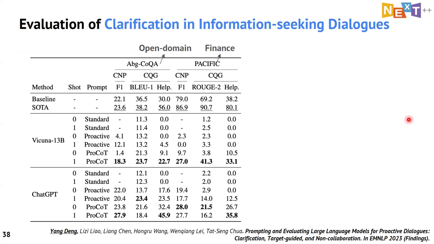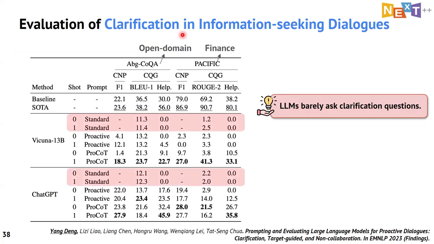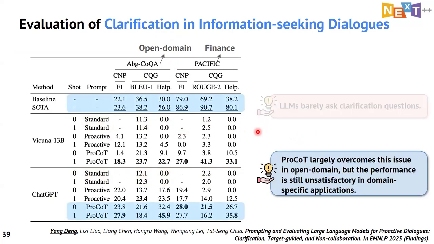And first, we can see the first evaluation on the clarification in information seeking dialogues. And first, we can observe that the LLMs actually barely ask clarification questions. So with the standard prompting, we can see that ChatGPT and also Vicuna actually seldom ask clarification questions, even though the user query is ambiguous. And then we can see that the proposed proactive chain of thought prompting actually largely overcomes this issue in the open domain dialogue. So the first data set is actually an open domain information seeking dialogue.